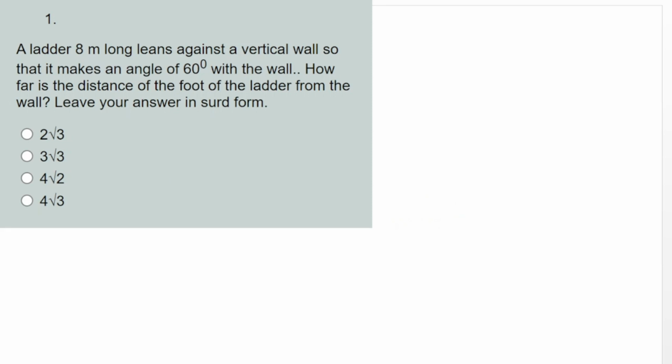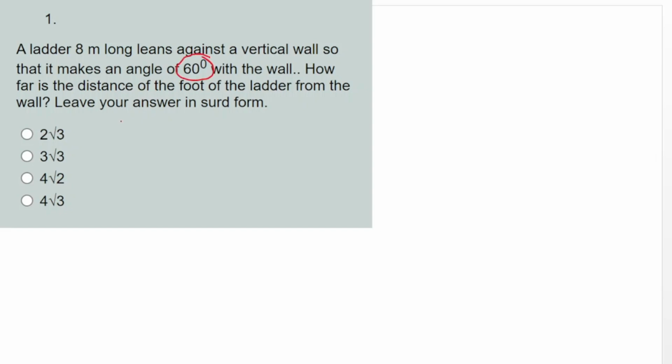It says a ladder 8 meters long leans against a vertical wall so that it makes an angle of 60 degrees with the wall. How far is the distance of the foot of the ladder from the wall? Leave your answer in short form. This is where the special angle comes in. As you can see, the angle you have there is 60 degrees, which is part of the special angle we treated in the video.